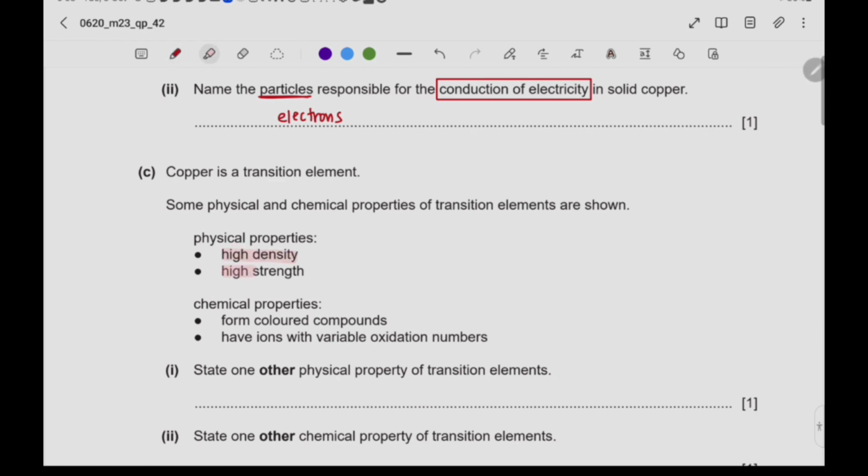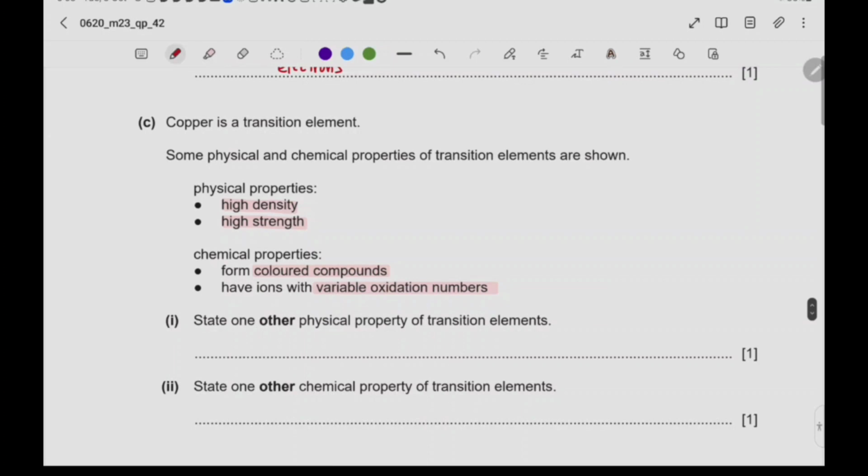High density, high strength, can form colored compounds, have various oxidation states. Other than that, they can also act as catalysts. Acting as a catalyst is a chemical property. Okay? Wow, this paper is very good. It tells you everything you need to revise already.